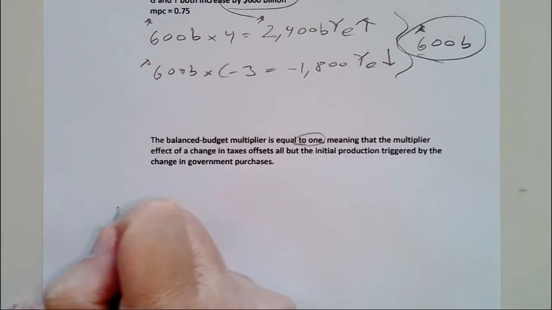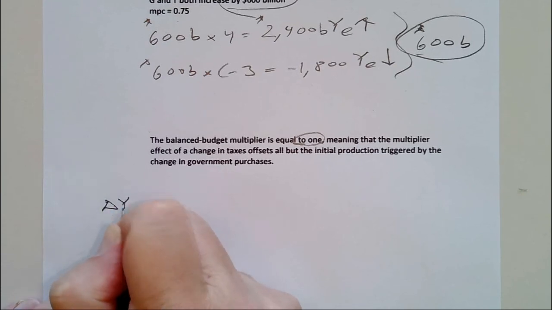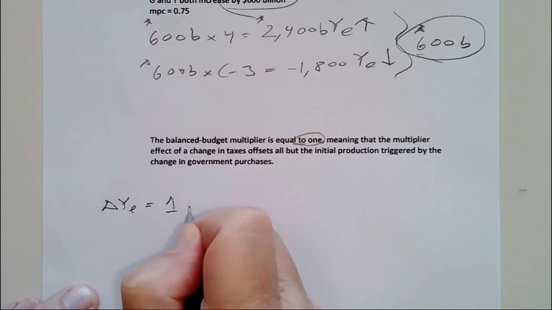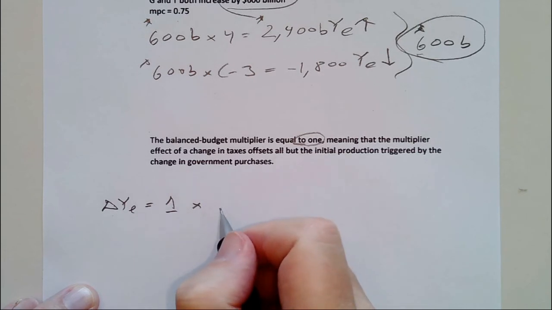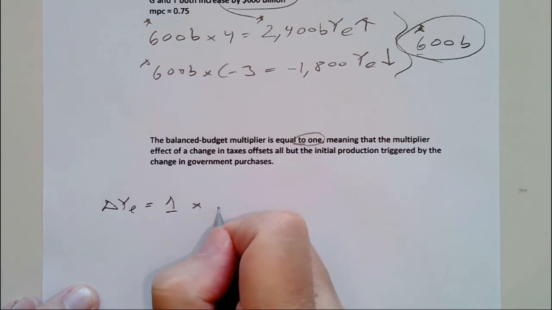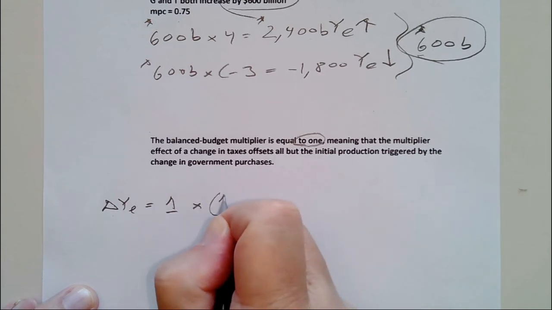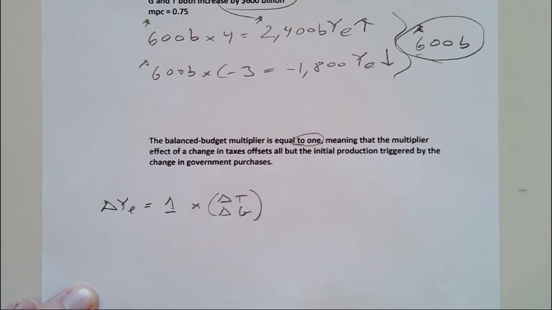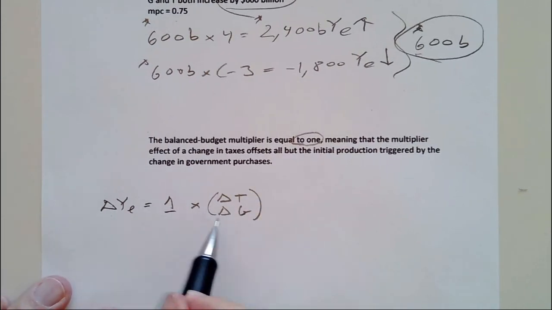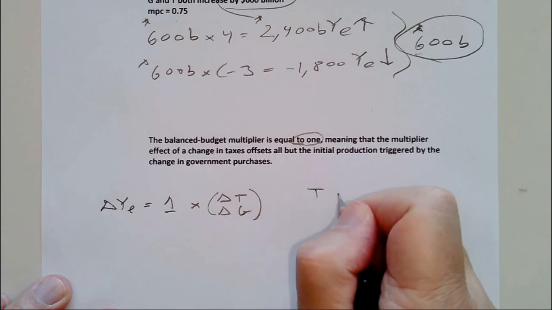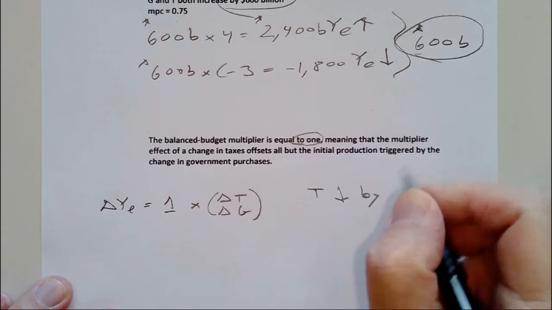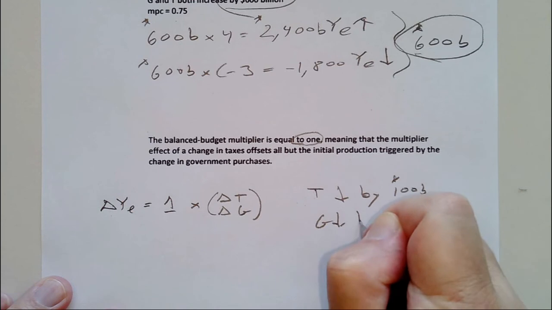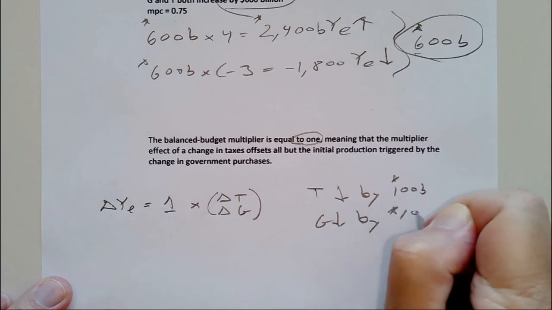So we would have our change in equilibrium income equal to the balanced budget multiplier, which is 1, times the dollar amount change in both G and T. So whatever it is, it's a change in T, change in G, not multiplied together, just whatever dollar amount that is. It's going to change income by 1 times exactly that. So on the test, if taxes go down by, say, $100 billion, government spending goes down by the exact same amount, that meets the definition of a balanced budget multiplier.